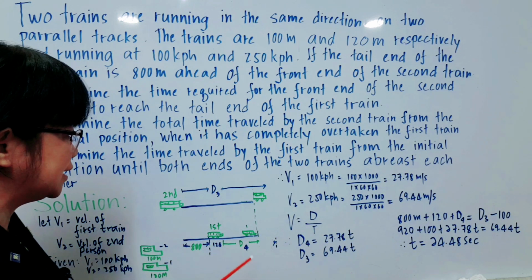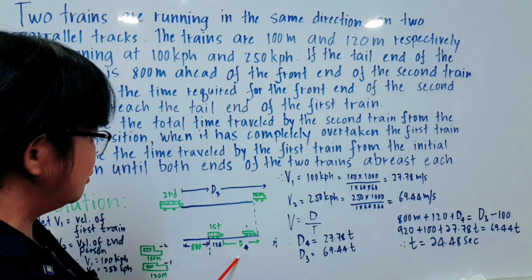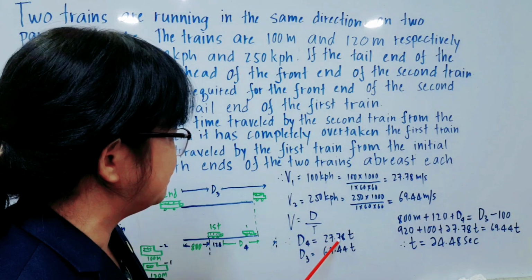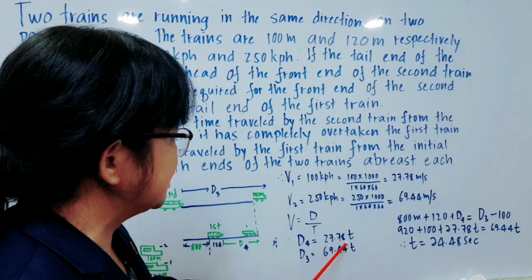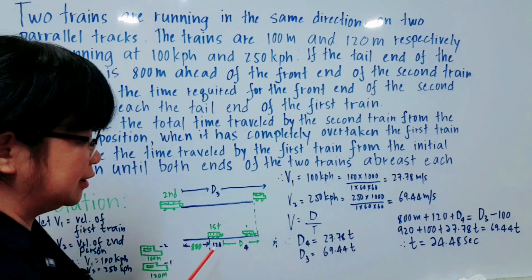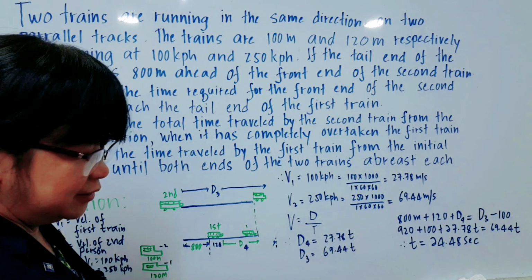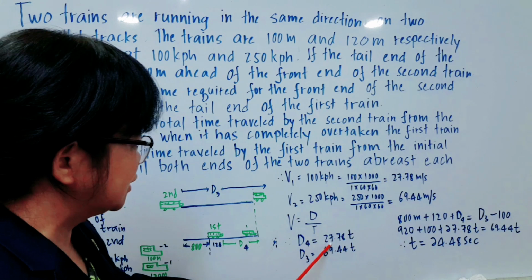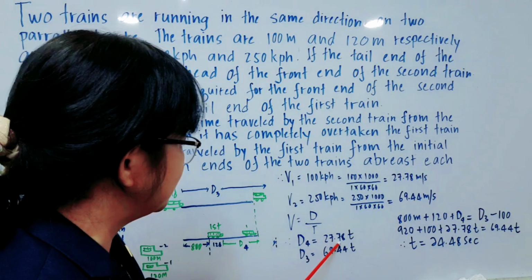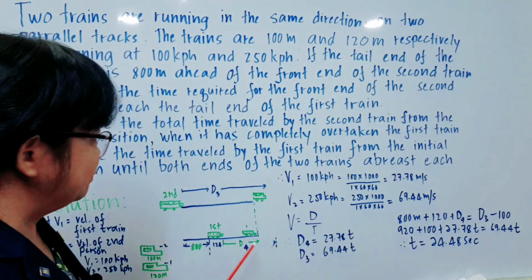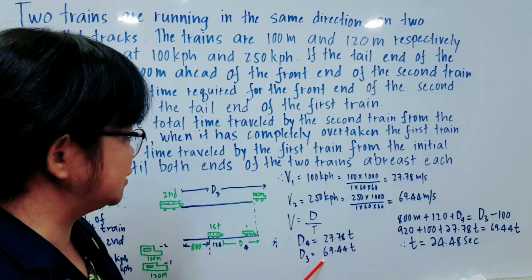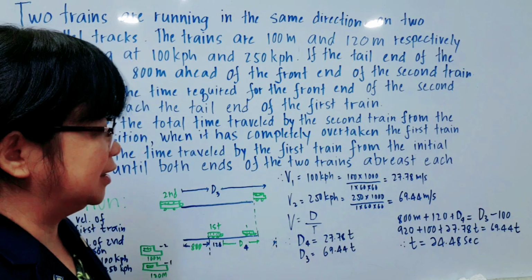So, yun ang ending point nila. Therefore, ang distance ng D4, which is the first train, is still the same, 27.78 T, but we designate it as D4 because the position is already different. 27.78 T, and the second train is 69.44 T.